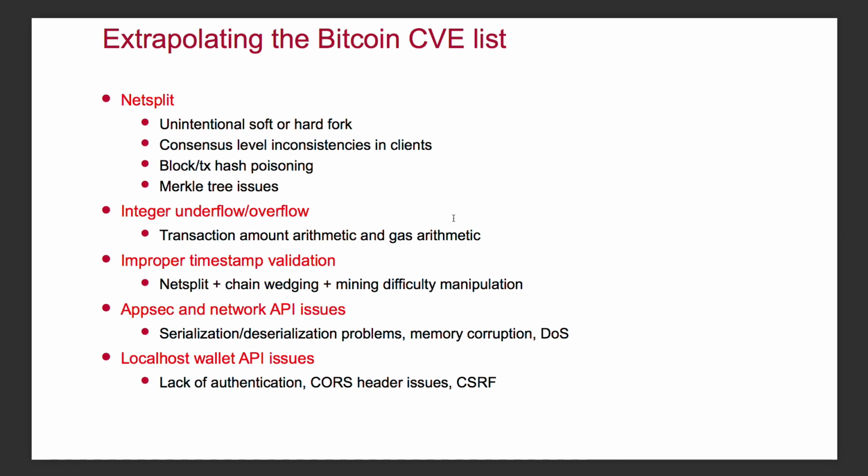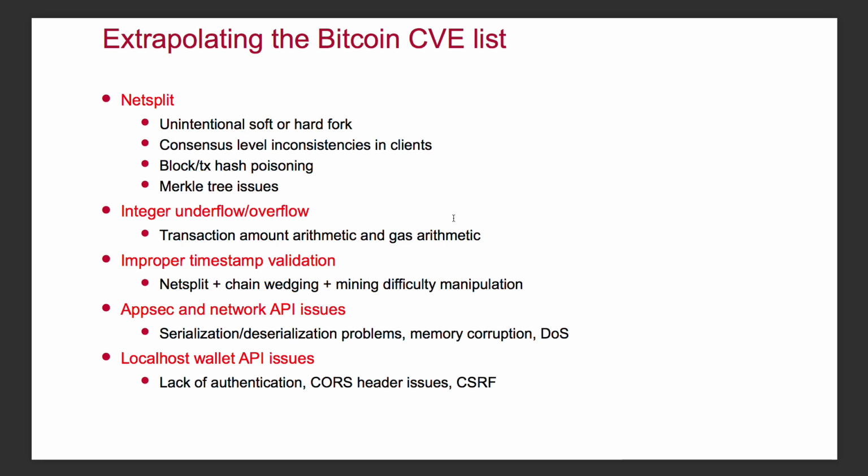And now when nodes are processing blocks, they need to validate this timestamp. And this, well, it's not super hard. It's not trivial either. And coins routinely get this wrong, and they just do the very first thing that comes to mind, instead of looking at how Bitcoin or Ethereum do it and doing it that way. And this results in net split, also chain wedging, and mining difficulty manipulation. It's kind of a bug that's easy to find.